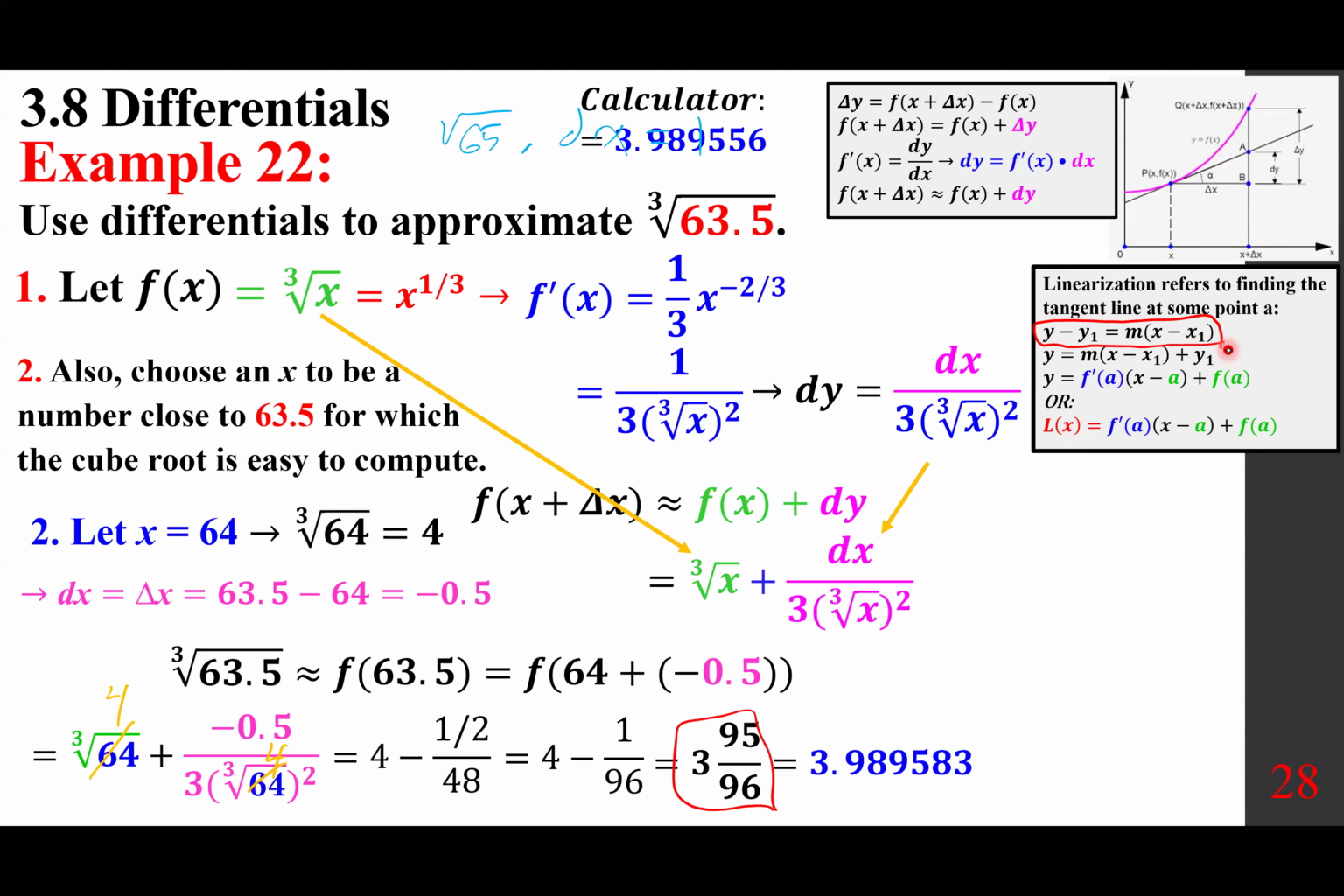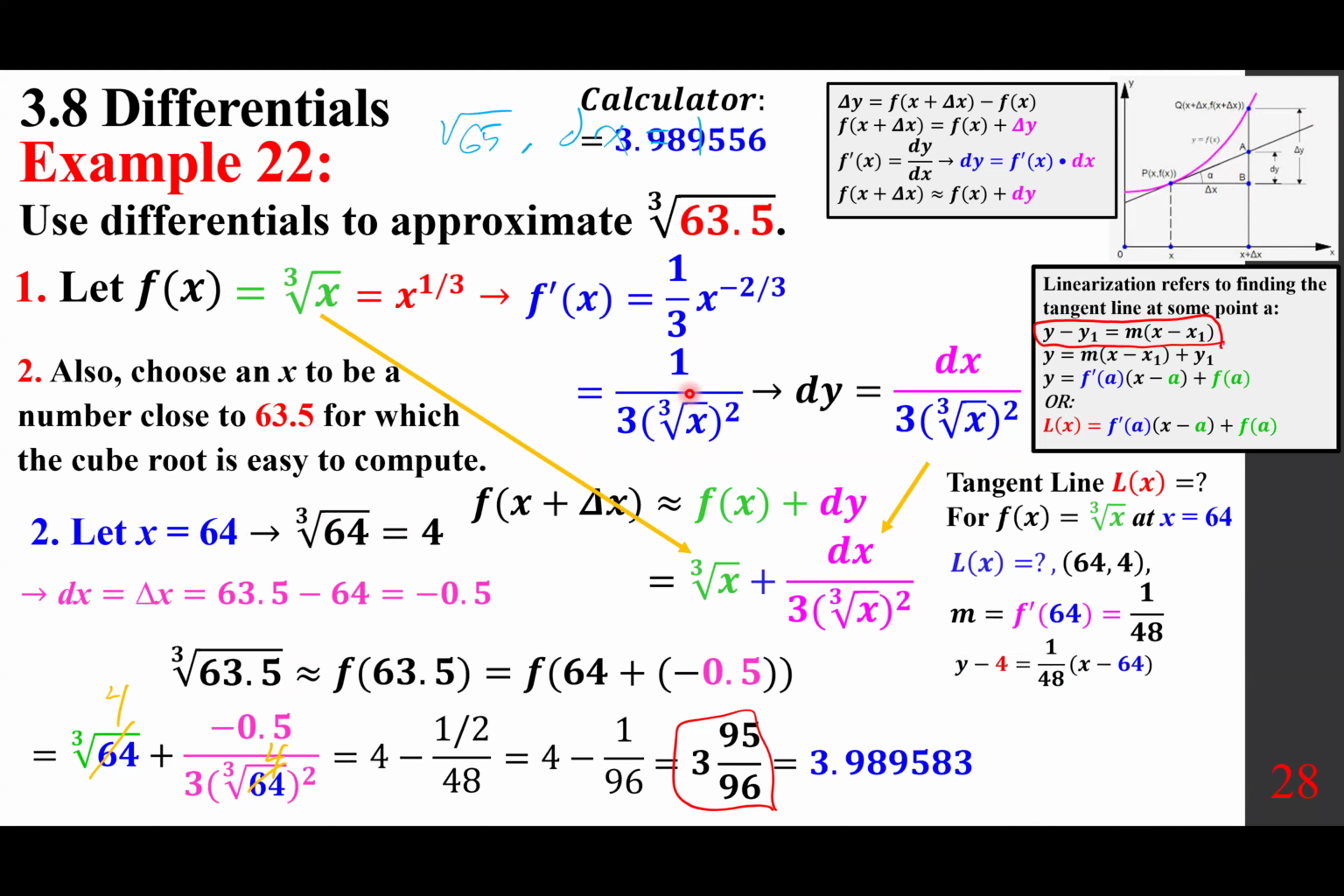Then what is the function? F of x is cube root of x. At what point? x equals 64. So what is the pair? 64 comma 4, because if you plug in 64, you get 4. What is the slope? Into this, if I plug in 64, I get 4 squared. Remember, I got 48 here. Same thing here, 48, 1/48.